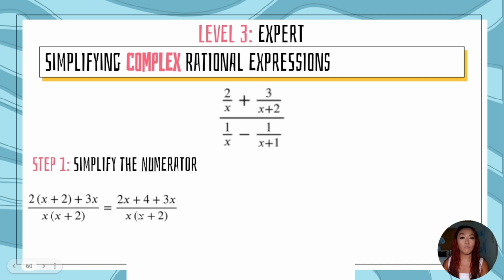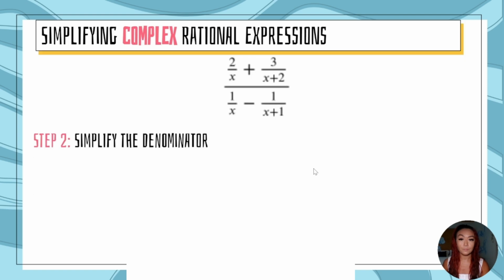We'll simplify it even further by combining like terms. And we get (5x + 4) over x times (x + 2). If you notice, this is the same exact example from level 2 when we added and subtracted rational expressions. So that's step 1, simplify the numerator.